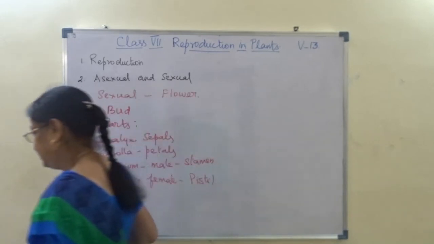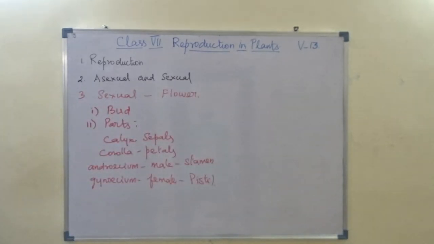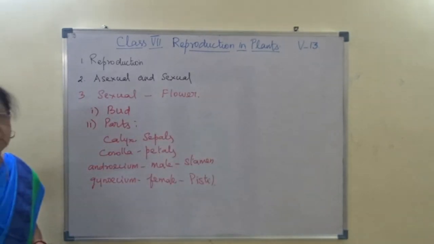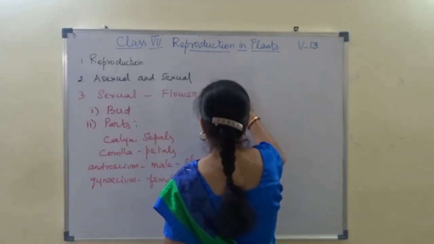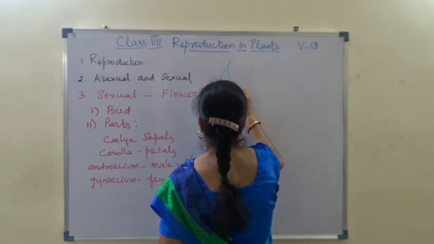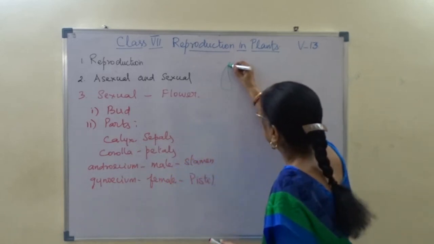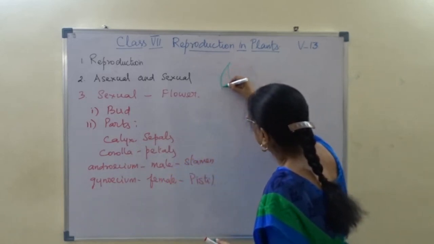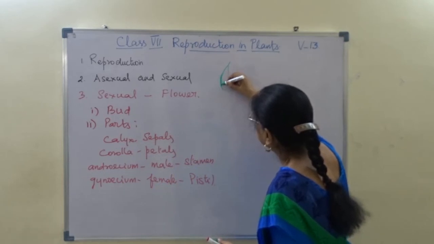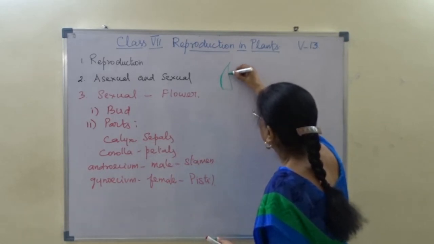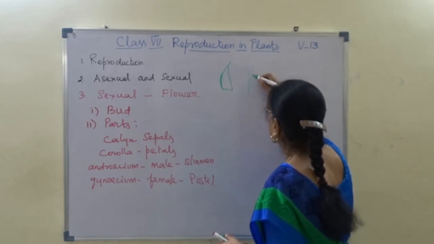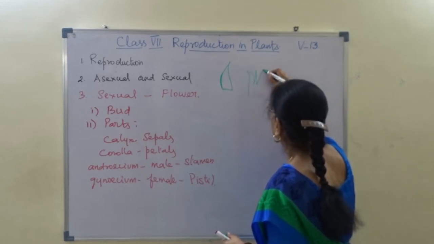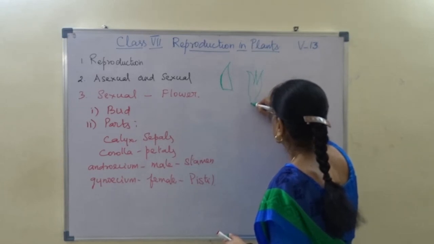Now this calyx in the hibiscus flower, our book has given the hibiscus flower. Okay, now calyx, it is formed of sepals. Calyx in the sepal, single sepal, corolla. It is formed of petals.